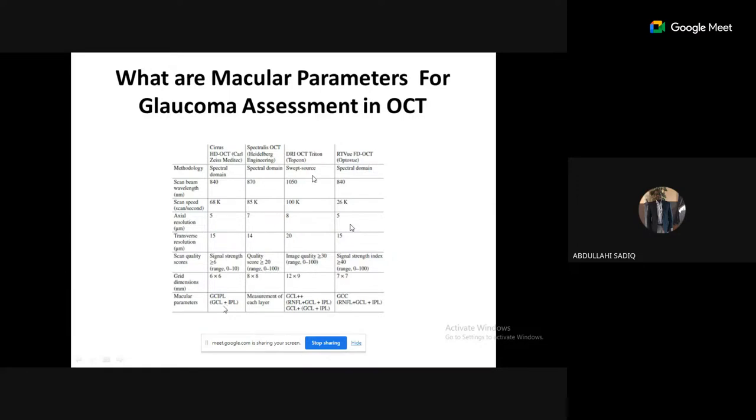But if you're using Topcon, they give two variables, GCL++ and GCL+. GCL++ connotes retinal fiber layer, ganglion cell layer, and inner plexiform layer. Well, GCL+ detects ganglion cell layer plus inner plexiform layer. Other OCT machines like Spectralis, Heidelberg Engineering, measure the individual layers.